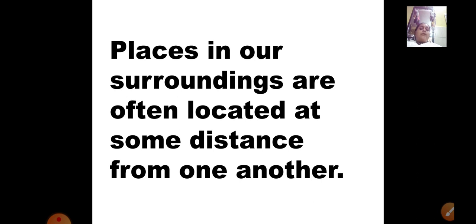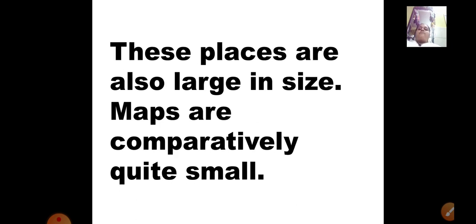Places in our surroundings are often located at some distance from one another. Places means there is a gap, or you can say there is a particular distance between two places. The places are not stuck to each other. There is a particular distance between each place, and this distance is being covered, or located, by the map. These places are large in size and maps are comparatively quite small.